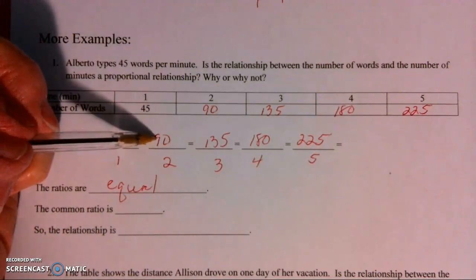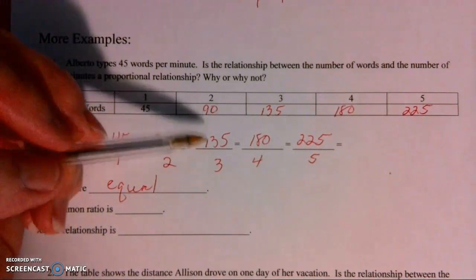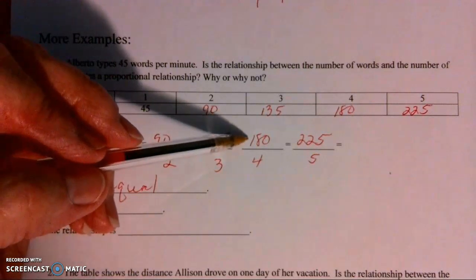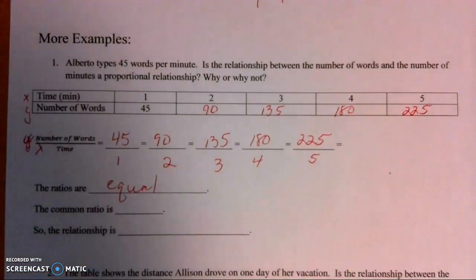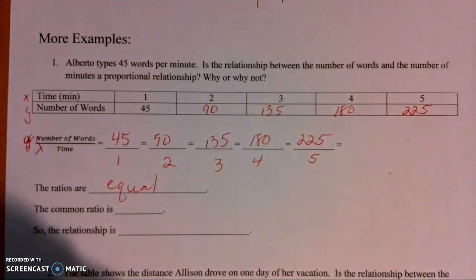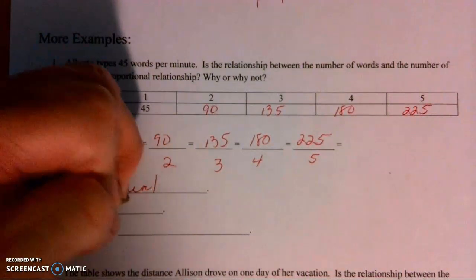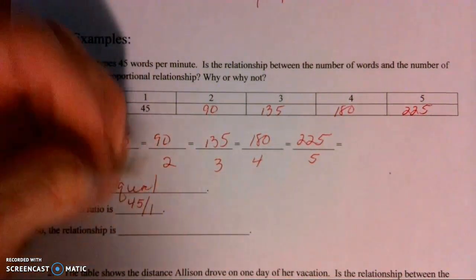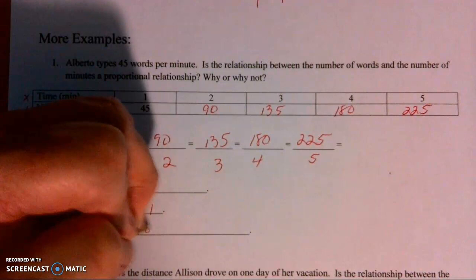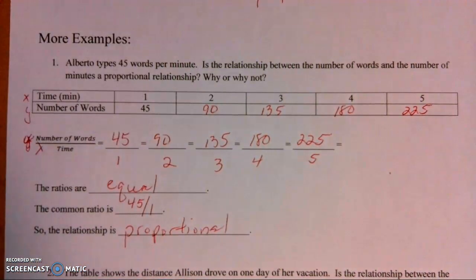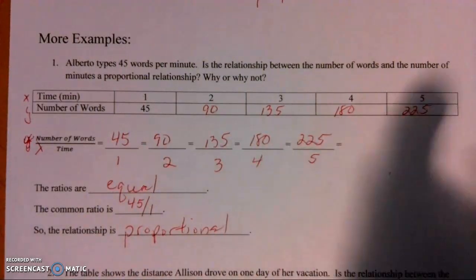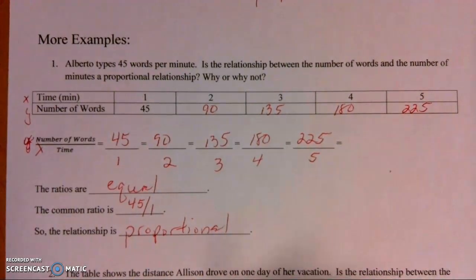I also know that when I divide 90 by 2, I get 45, 135 by 3, 45, 180 by 4, 45, 225 by 5, 45. So they all equal 45 over 1. My common ratio is 45 over 1, and this is a proportional relationship. So this increased by 45 each time. So he did 45 words per minute and increased it 45 words.